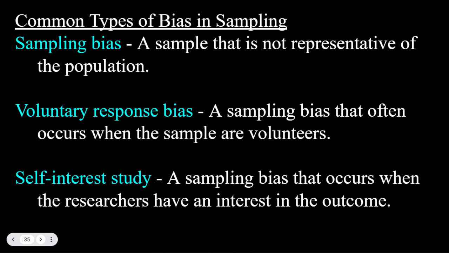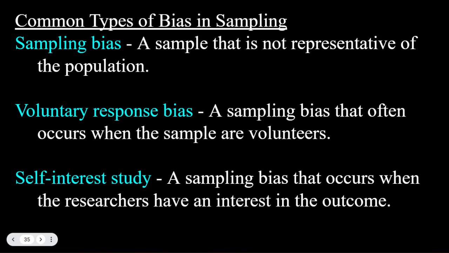We kind of mentioned that a little bit before. Voluntary response bias. This is a type of sampling bias that often occurs when the sample is made up of volunteers. A couple things could be true if you volunteer to be part of a sample. Maybe you have really strong feelings about a certain topic and you want your opinion to be heard. Maybe you just want to complain about it. Maybe you just are bored. And so those responses altogether may or may not be a good representation of the population as a whole.